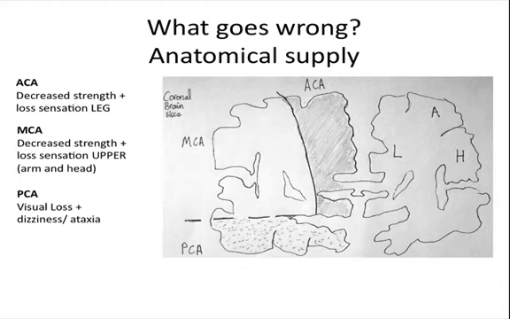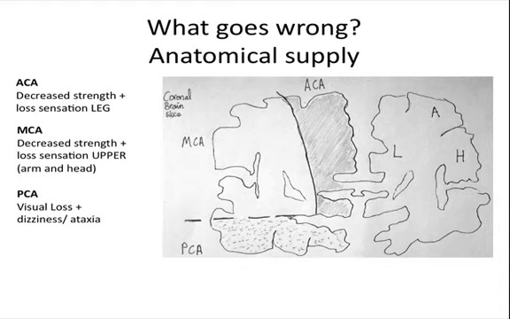the anterior cerebral artery. By the same token, if they have decreased strength and loss of sensation in their upper arm, or upper body in fact, so arm and head, then that represents the areas of the brain supplied by the middle cerebral artery, as you can see from this diagram. Whereas, finally, there's only the small bit at the bottom of the brain supplied by the posterior cerebral artery, and if someone has visual loss, or dizziness, or ataxia, that's as a result of a problem with the posterior cerebral artery. So, let's just summarise that again.